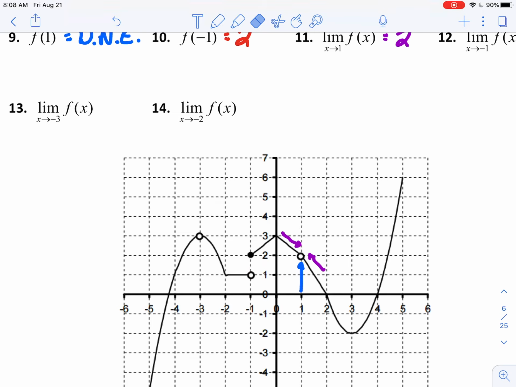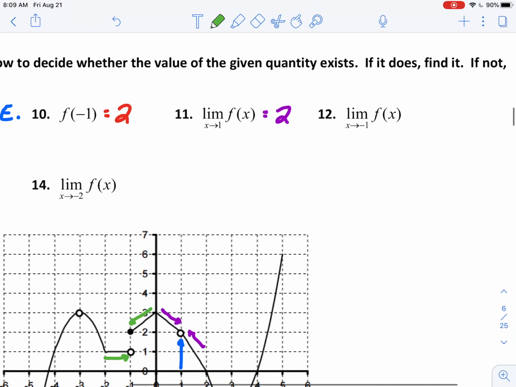Okay, I'm gonna erase this so we can see a little better. So as x approaches -1, this value is continually 1, and it looks like this value is approaching 2. So since these arrows do not come together, I would say that the limit as x approaches -1 of f of x does not exist.